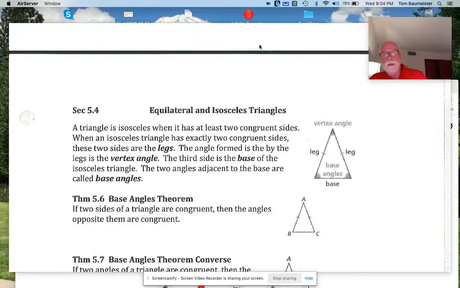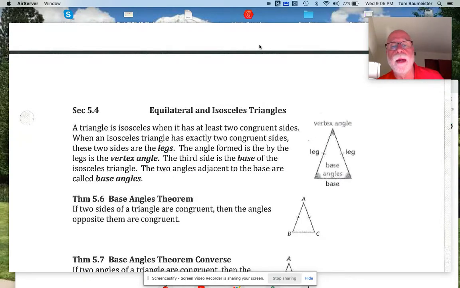All right, so we're going to talk about equilateral and isosceles triangles. So a triangle is isosceles when it has at least two congruent sides. When an isosceles triangle has exactly two congruent sides, these two sides are the legs, and the angle formed by the legs is the vertex angle.